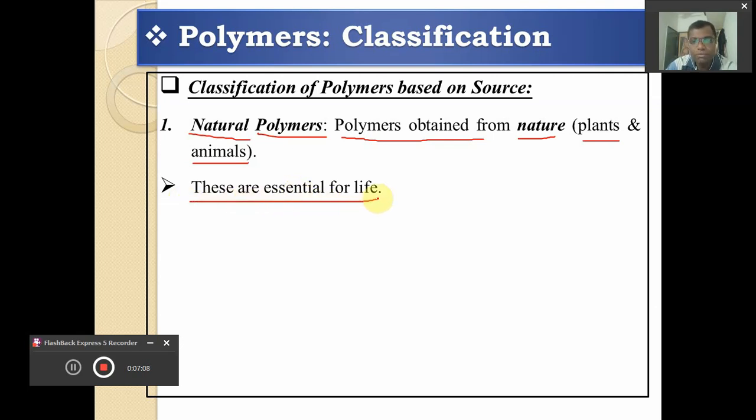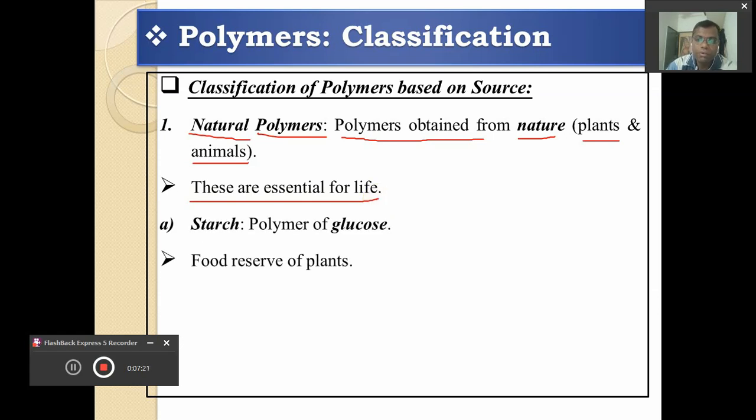And these polymers which are obtained from nature are very essential for the life of the organism. Actually this is most important. So these polymers are obtained from nature and essential for the life of the living organism. Again, there are various natural polymers which can be obtained from nature, and the first example, I will say not type, I will say example, is called starch.